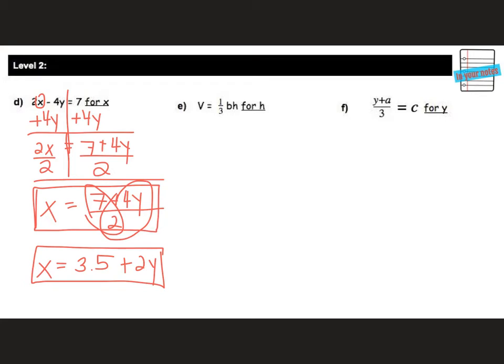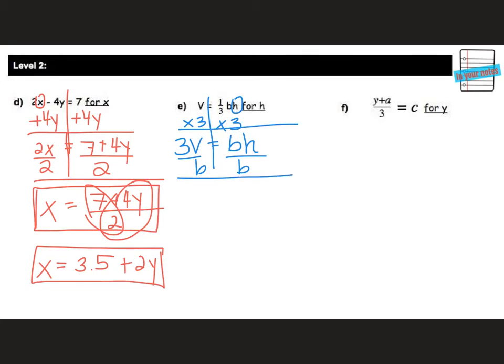All right, let's look at our next one. This one we are aiming to solve for h, so we have a few things in the way. First, we have a times 1/3. This kind of looks like a divide by 3. So I'm going to times by 3 to get rid of that. Then we'll have 3v equals b times h. And again, we're trying to get h by itself, so I need to get rid of a times b by dividing by b. Now on the left-hand side, we have 3v, all of this divided by b. And on the right-hand side, we're left with h. So h is by itself. That was our goal.